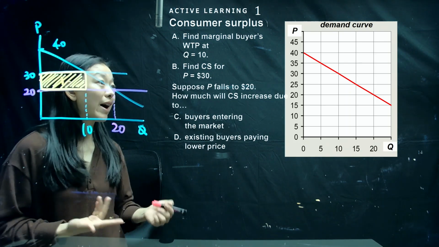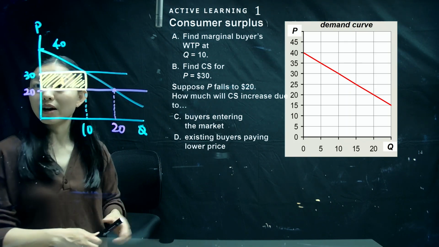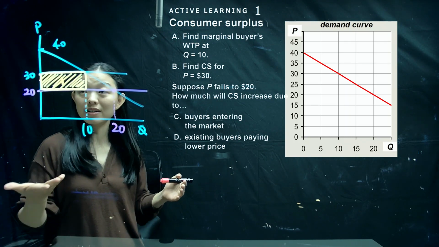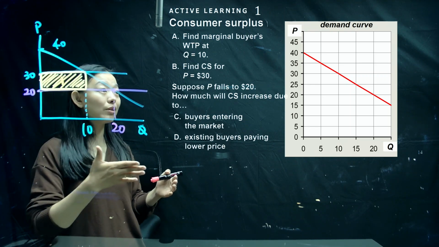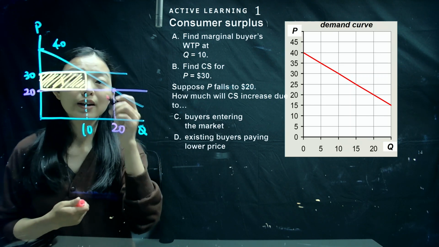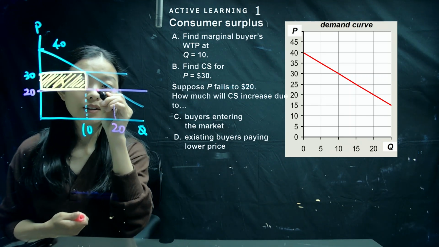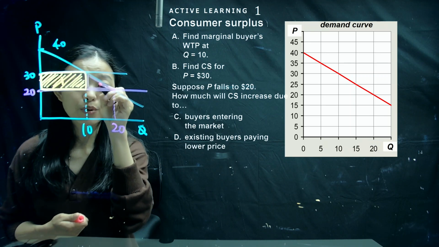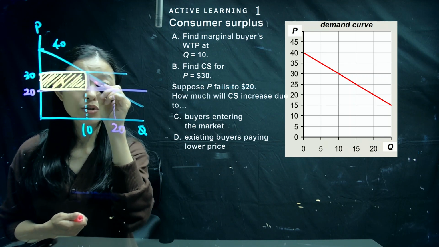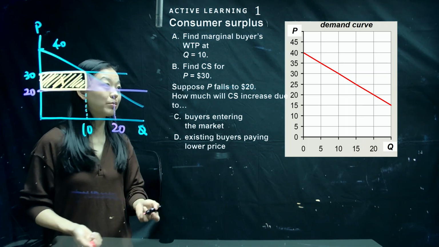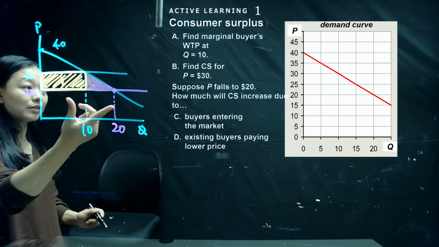There are also some buyers who might enter the market, right? Because now the market price decreased, they will find the market price attractive. So they decided to enter the market to buy the product. Therefore, this triangle here measures the new consumers who enter the market because of the lower market price. Make sense or not here?